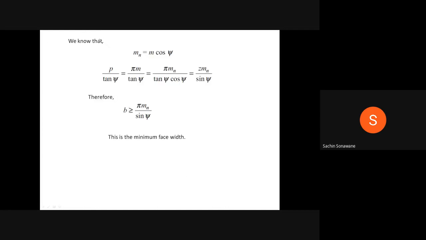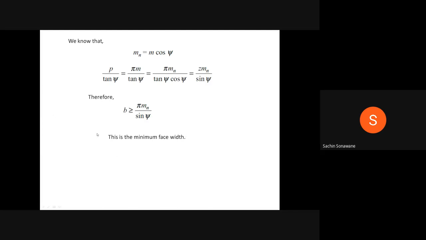Therefore, we know that mn is equal to m cos psi. Therefore, p upon tan psi is equal to pi m divided by tan psi. Now, substituting the value of m from this equation, this is equal to pi mn divided by tan psi into cos psi, which is equal to pi mn upon sin psi. Therefore, b is greater than or equal to pi mn upon sin psi. This is the minimum face width. Therefore, these are some proportions.